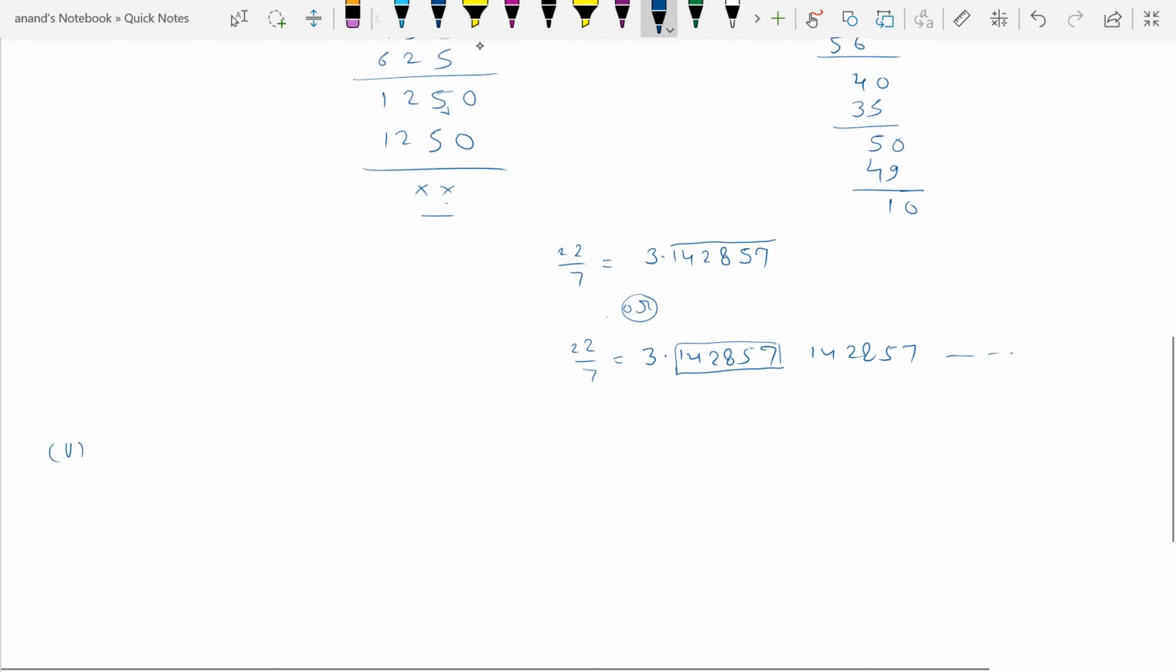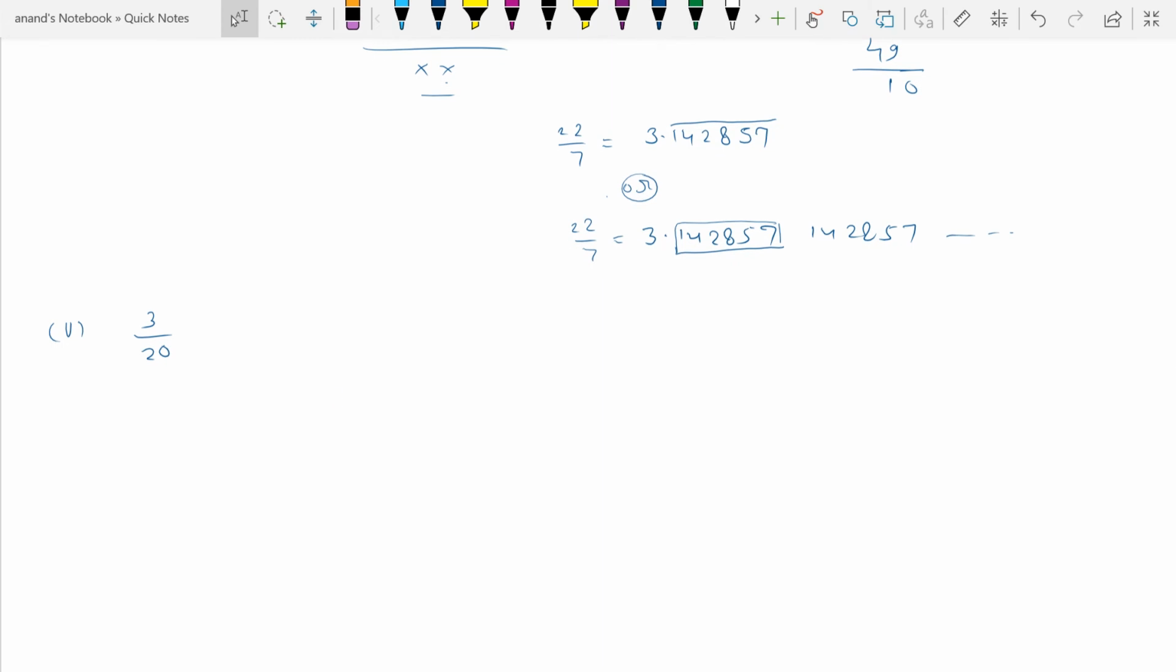The next example is 3 by 20. Let us see the decimal expansion of this number. 3 divided by 20. 3 cannot be divided by 20, so we will use a decimal point and we will use 0 over here. 20 1 ja 20, remainder is 10, which is again not divisible by 20, and this will be 20 5 ja 100. So we can write 3 by 20 as 0.15.